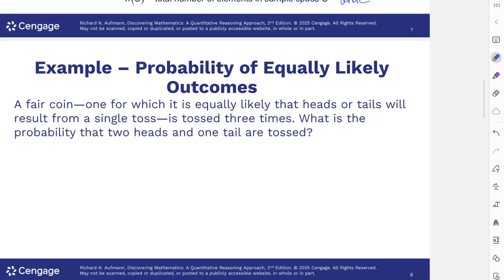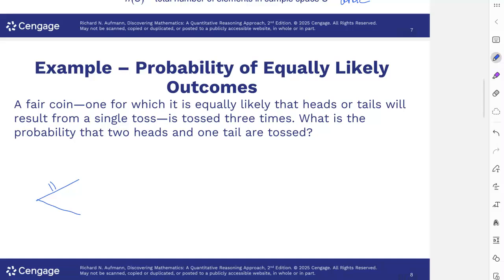Let's look at a few examples. A fair coin, one which is equally likely to get a heads or tails in a single toss, is tossed 3 times. What's the probability that 2 heads and 1 tail are tossed? So we want to list all the different ways we could do this. I like to list this by doing a tree diagram.